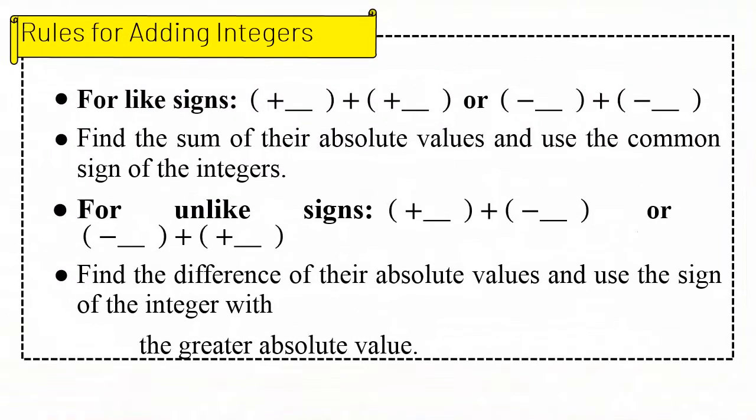Rules for adding integers. For a like sign, positive integers plus positive integers or negative integers plus negative integers, find the sum of their absolute values and use the common sign of the integers. For unlike signs, positive integers plus negative integers or negative integers plus positive integers, find the difference of their absolute values and use the sign of the integer with the greater absolute value.